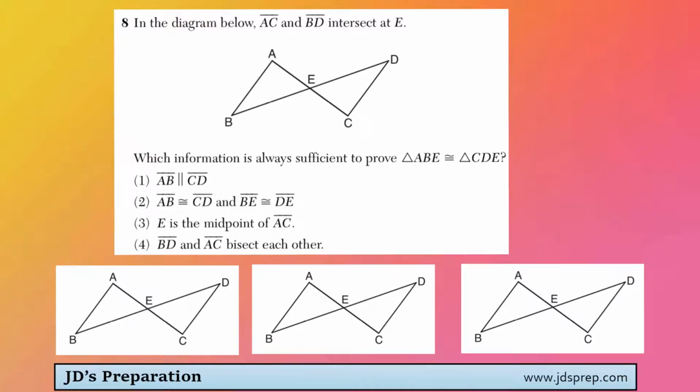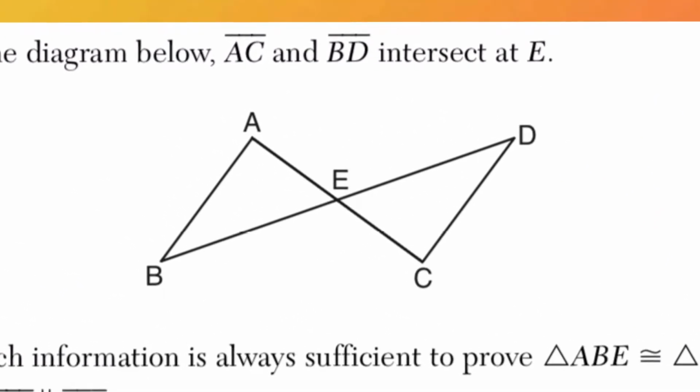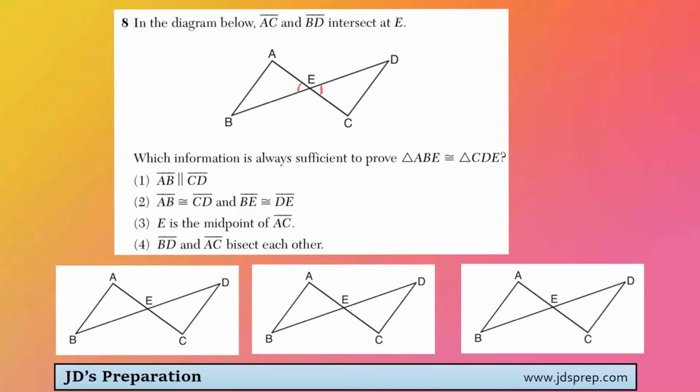Let's start off with this question. We are told that the lines AC and BD intersect at E. So based on that information, we know for a fact that both of these angles here at E are going to be equal. Now, what we're trying to do is prove that these two triangles are congruent.